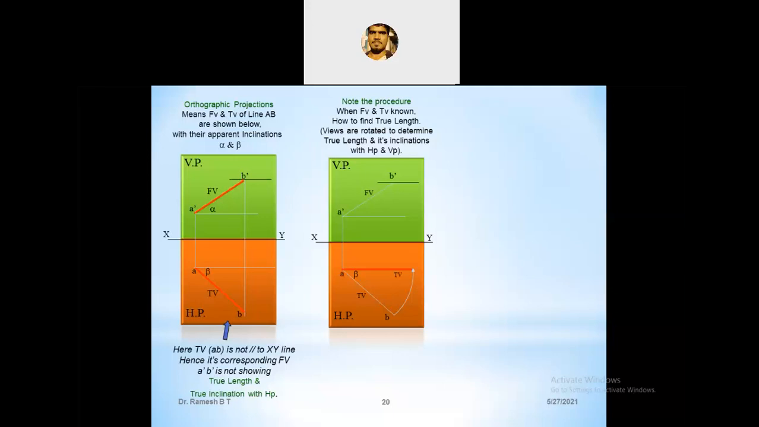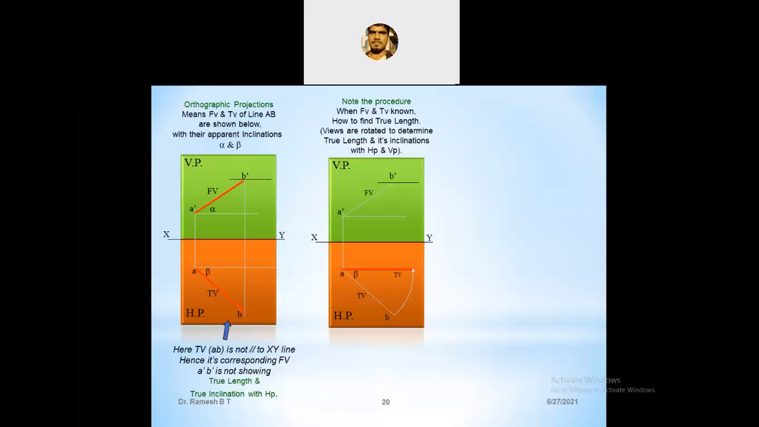And here, how to find this? This AB is an apparent length. A dash B dash is also an apparent length. It is not a true length. From the true length, you have to find out the apparent length, and from the apparent length, you can find out the true length. There is a procedure for it.